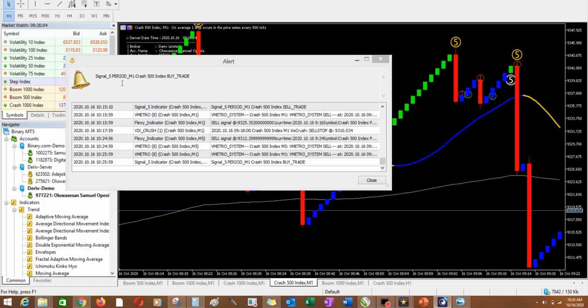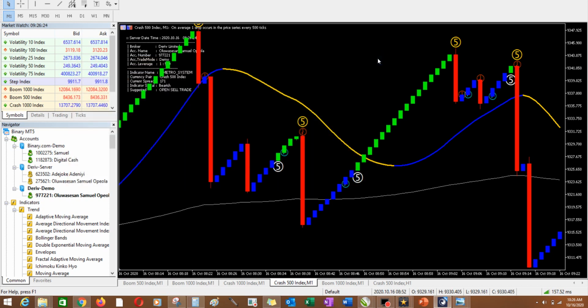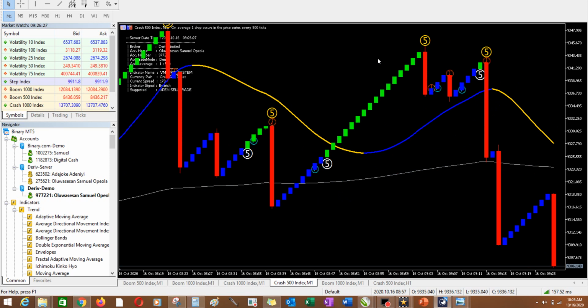This is another one. Signal 5, M1, Crash 500. Another one came up. Index buy. You can see that it's giving you an alert which you can easily follow also. So that is one aspect of it. That is why it is called a signal indicator. But let me quickly explain this to you. The candle colors: the red is for sell, while the blue is for buy.